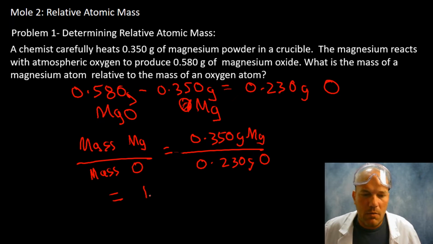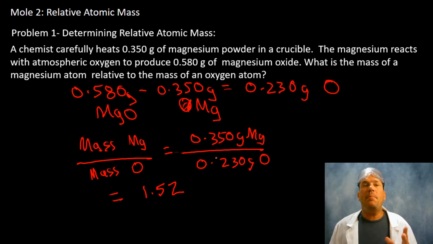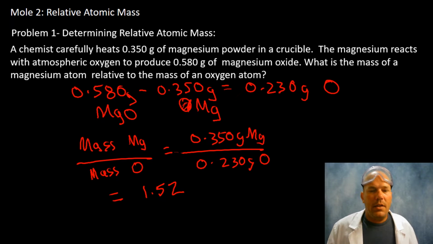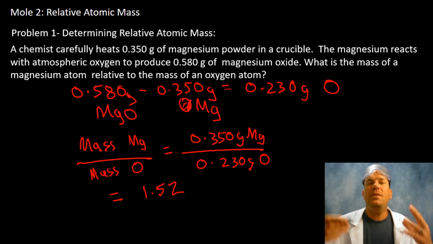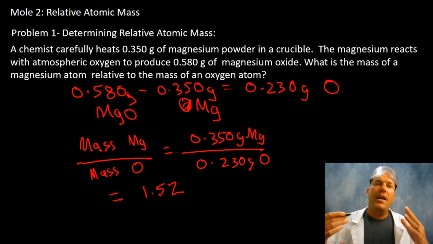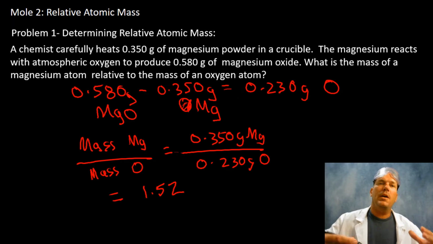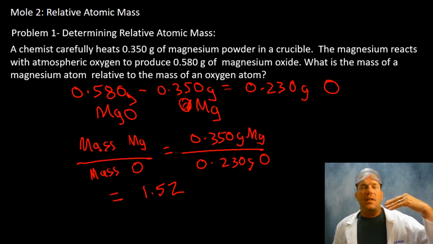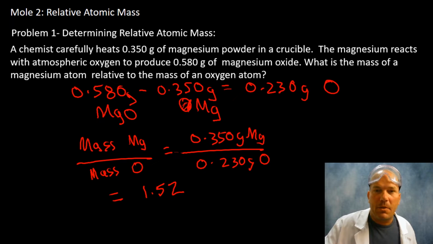And when you look at that, you're going to get your answer of 1.52. So what does that mean? That means that the magnesium is 1.52 times heavier, has 1.52 times more mass than an oxygen atom, okay?